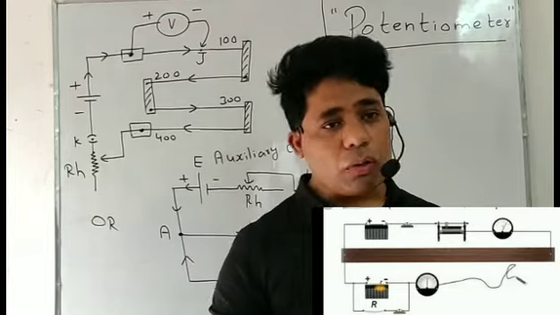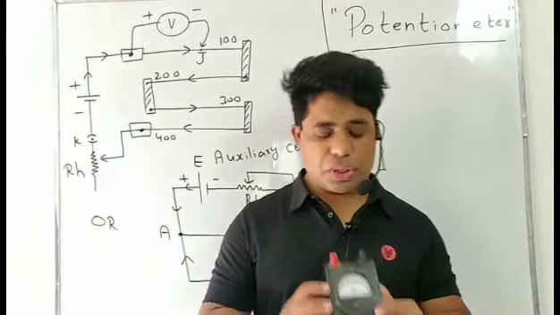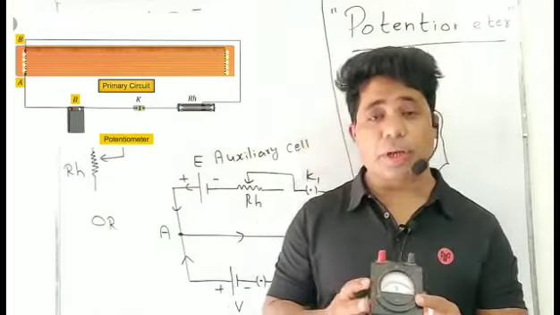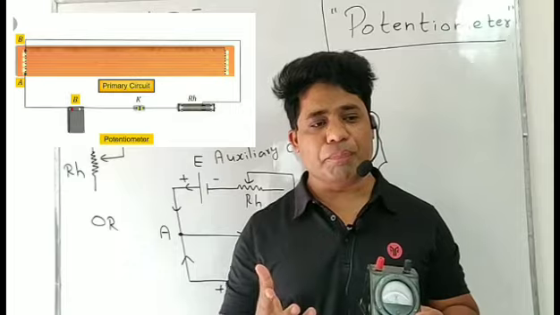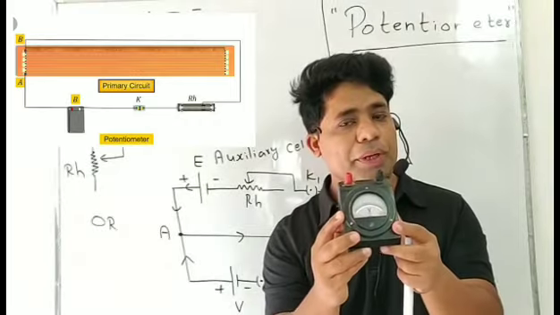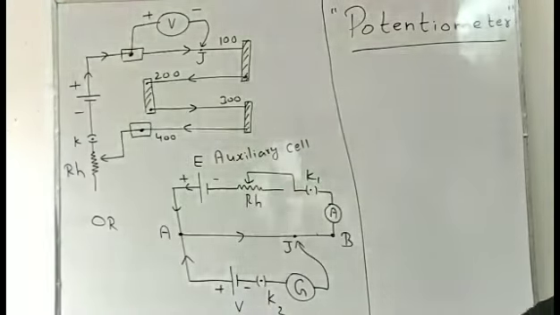Now the question is raised: why do we use a potentiometer? Look students, we have this voltmeter. The device is called a voltmeter. It is also used to measure potential. But why do we prefer the potentiometer over the voltmeter? There is a reason. That is the most important point I'm going to explain.